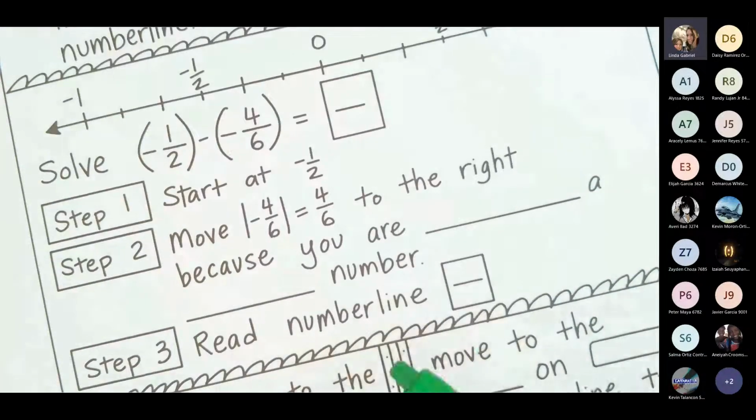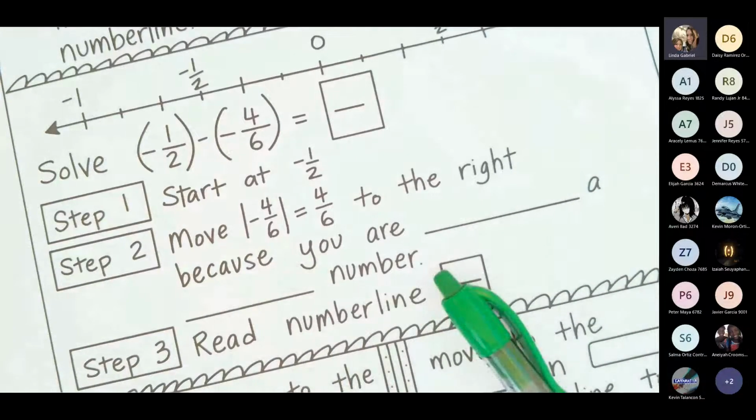So let's start here. We're going to talk about our new rule that we have for 7, because we are going to be subtracting negative rational numbers today.